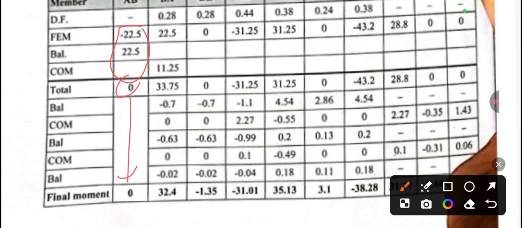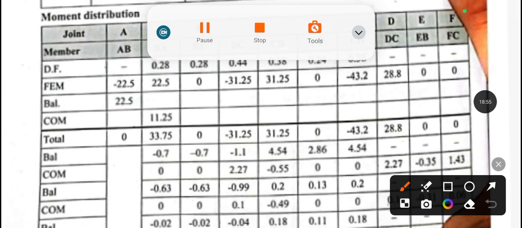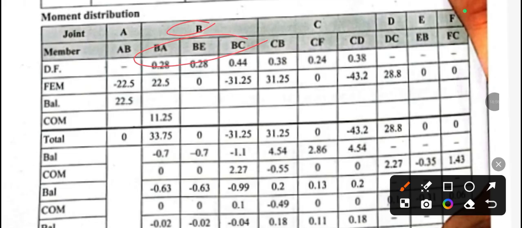Now look here, for the B joint you can see we have three different members. For the balance we need to add these three values first, add all the values. After adding all the values we get some value. In this case we get 33.75 and minus 31. After adding we get 2 point something, positive 2 point something. So we need to change the sign, and we get minus 2 point something.